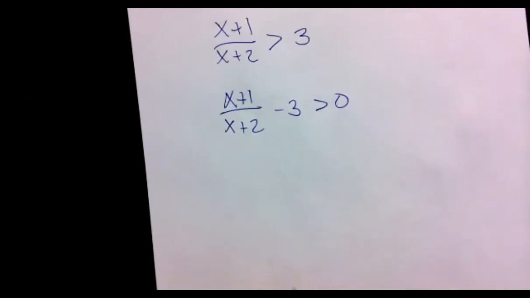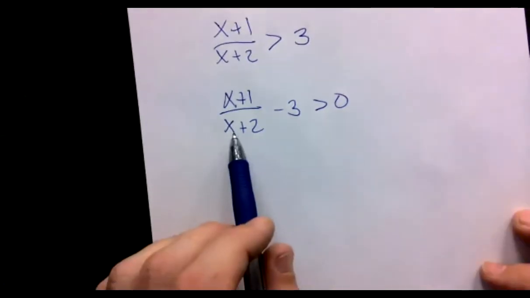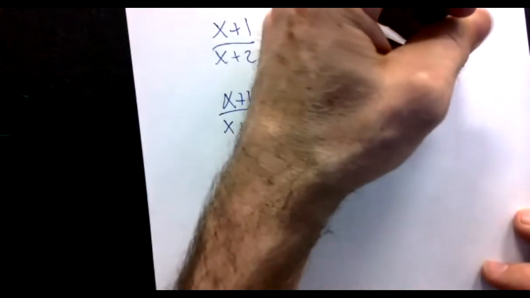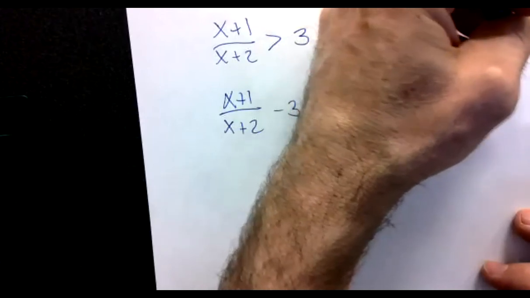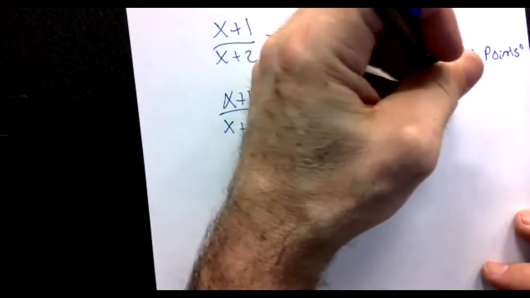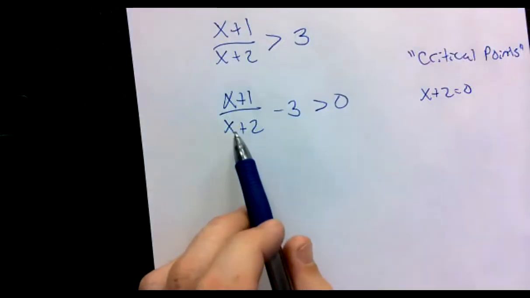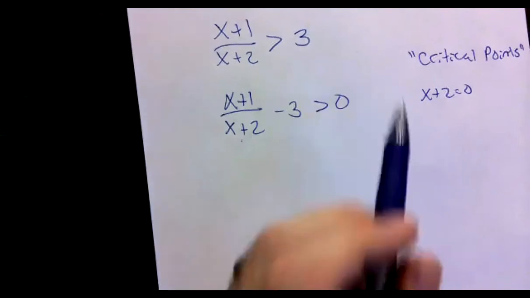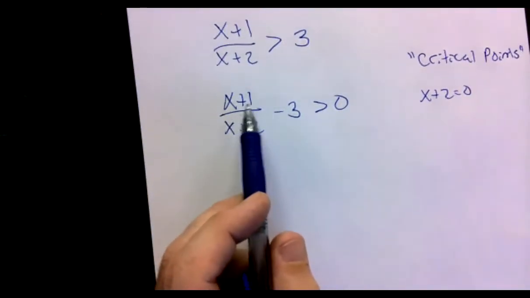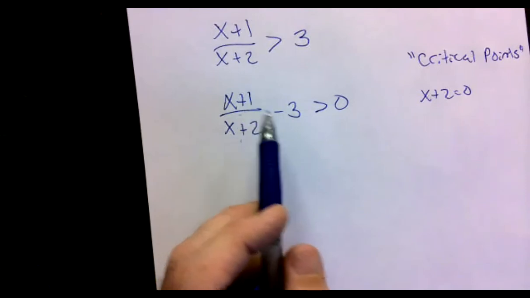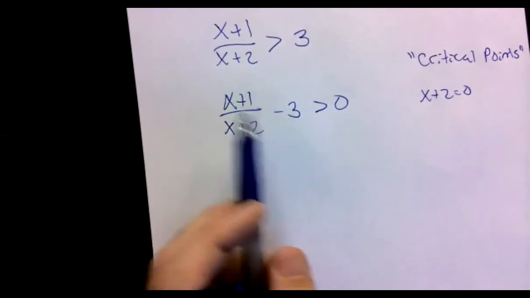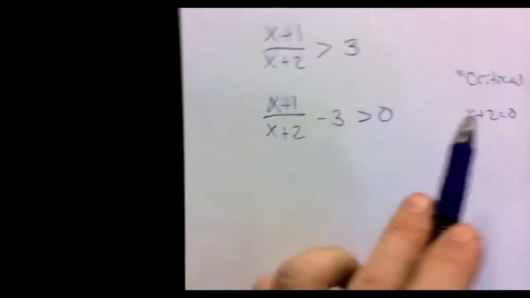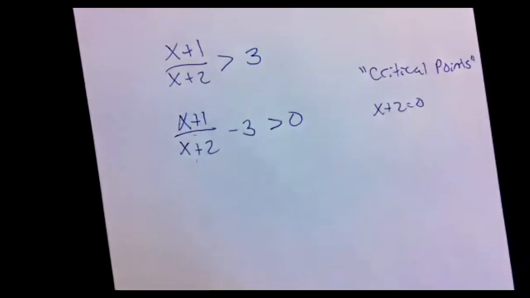But now that changes our critical points. The x plus 2 is still going to be one of those critical points because it causes division by 0. So that won't ever change. Your denominator being 0 is always bad. So that's always going to generate one of those critical points. But now the top being 0 doesn't necessarily matter because of this minus 3. So we have to solve for whatever would make this whole thing equal 0. And that'll be my other critical point.